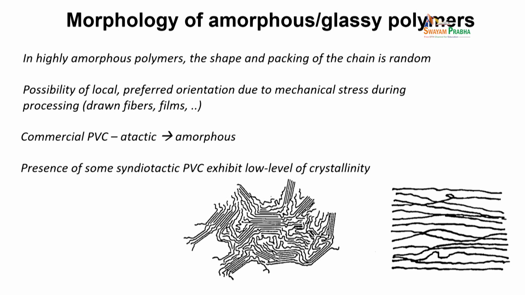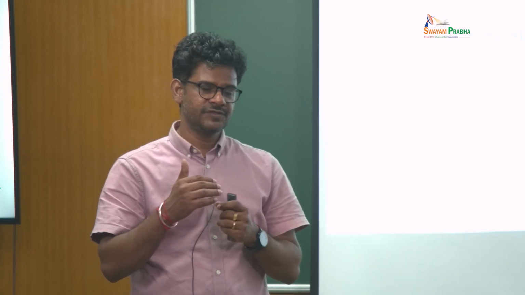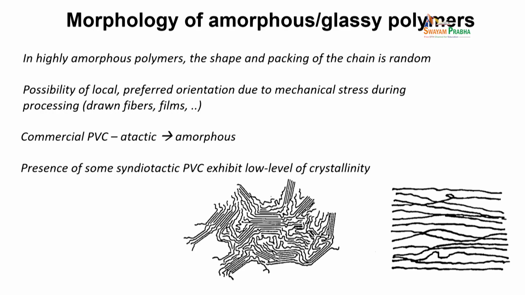But even in this amorphous polymer, it is amorphous from the chemical nature of it. But then by processing also, you can try to induce some local orientations. For example, commercial PVC is actually atactic. What is an atactic polymer? Side groups are randomly positioned in three dimensions. Okay, so there is no regular order. Such an atactic polymer will not crystallize easily.